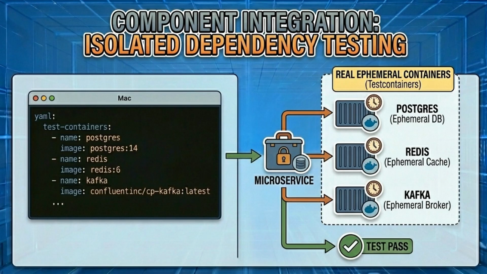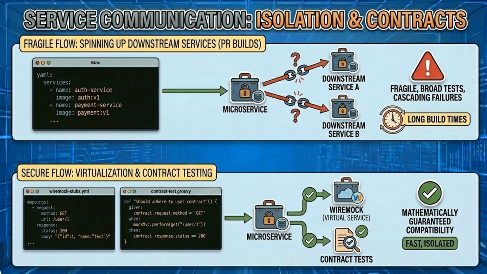For event-driven architectures, you must spin up an ephemeral Kafka broker. Mocking Kafka hides serialization faults and partition routing errors that will absolutely crash production. Now, what about service-to-service communication via REST, GraphQL, or gRPC? Is it worth spinning up downstream microservices in this phase?